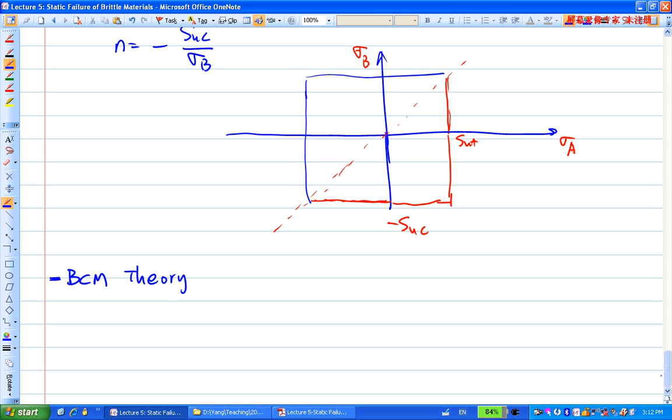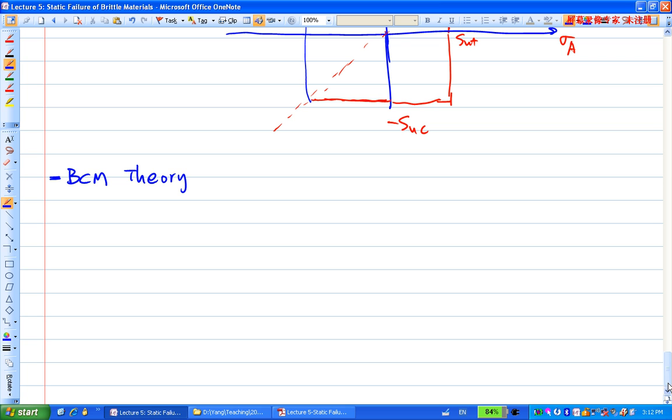Okay, so the BCM, there is a history here. BCM, we talk about Brittle Coulomb-Mohr, and this Mohr theory basically is the foundation here. Okay, this Mohr theory. So Mohr, in the past, was trying to develop a failure theory, right? He comes up with a pretty neat idea.